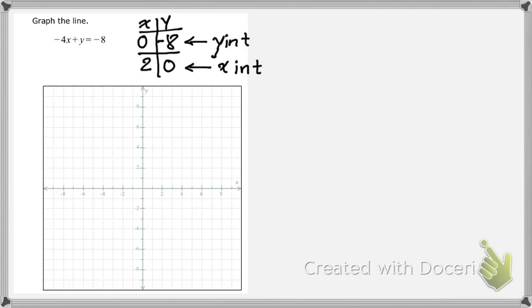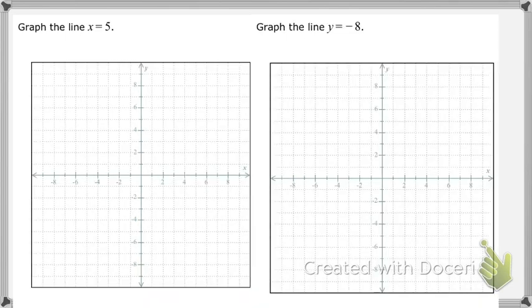We're going to graph those 2 points. 0, -8 is here, and 2, 0 there. And that's all we ever need for a line, is 2 points. 2 points determine a line, and I've got the graph of the line. And remember that throughout. All I need is 2 points and I've got a line.